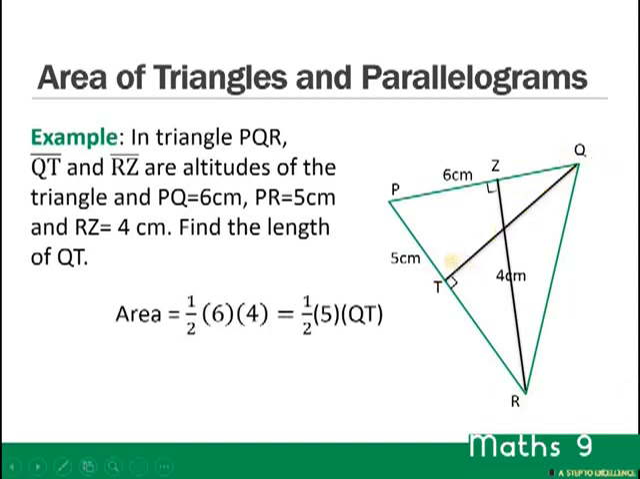To do this, let's find the area of the triangle in two different ways. First of all, we can use this as the base, which means that this is the height. So the area will be half times 6 times 4. Or we could use this as the base, and then this would be the height. So the area will be a half times 5 times the length of QT. So this means that a half times 6 times 4 is equal to a half times 5 times QT. So QT is 24 over 5 centimeters.